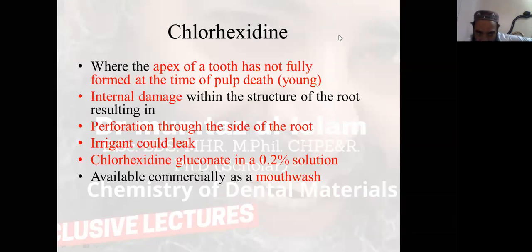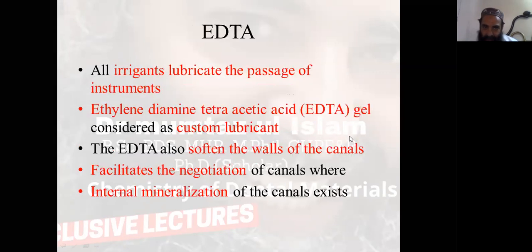Irrigant could leak. Chlorhexidine gluconate in a 0.2% solution can be used safely in this situation, and it is available commercially as a mouthwash. You do not have to worry about buying this solution separately. You can use chlorhexidine mouthwash.